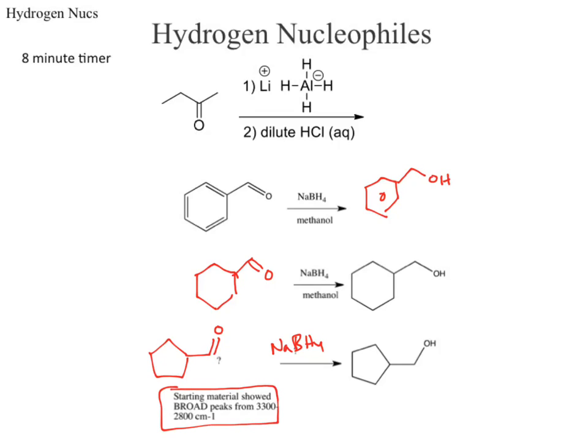You had a broad peak in the 3,300 to 2,800 range. That 3,300 to 2,800 is what? An OH due to carboxylic acid. Okay? So your starting material is actually the carboxylic acid, which causes a wrinkle. Does this reaction work as shown? No, we can't use sodium borohydride. We'd have to use the lithium aluminum hydride, do our two-step fun stuff, lithium aluminum hydride and water.